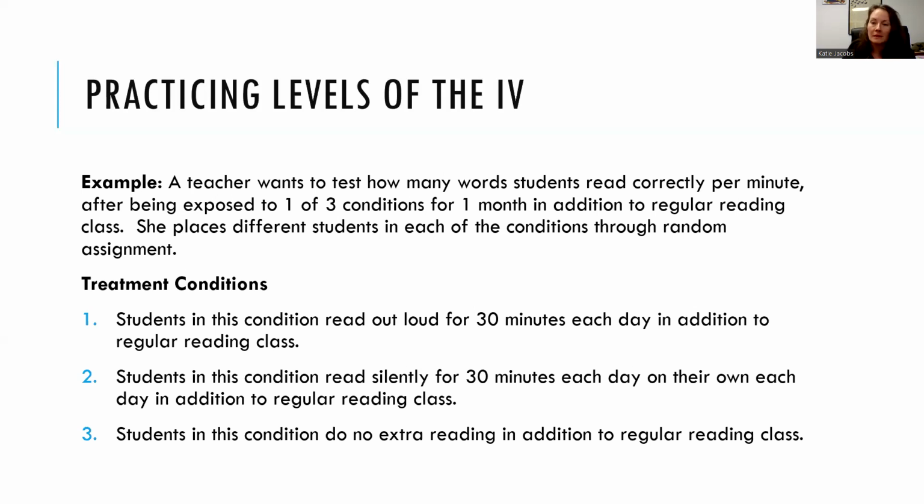All right, so while we're looking at this example, what would our dependent variable be? The dependent variable, if we remember, is the thing that we're measuring in whatever our study is. So in this situation, our dependent variable is how many words our students can read correctly in 1 minute. Then what would our independent variable be? Our independent variable would be the different treatment conditions, so in this case, the different reading conditions. Then how many different levels are there to our 1 independent variable? There are 3, because there are 3 different groups.